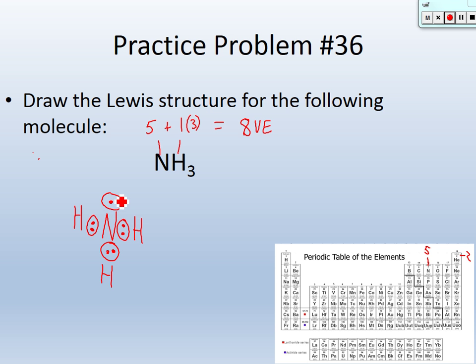What do we call these 2 dots? This is a lone pair. Please write that in your notes. That's called a lone pair. These guys that are shared are called covalent bonds.